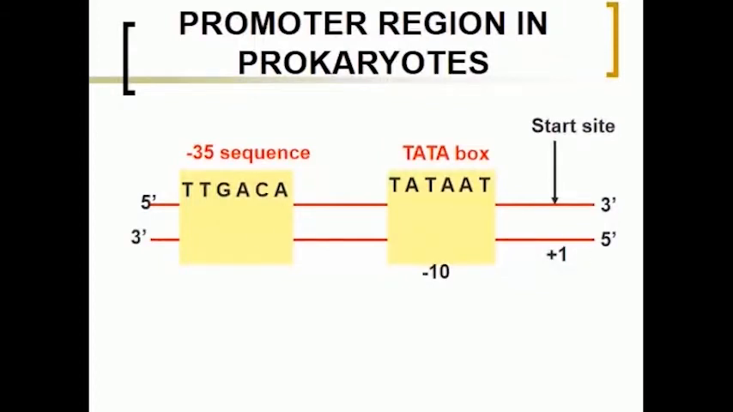Promoter regions are the regions which tell the RNA polymerase where to start the transcription. These promoter regions are usually present upstream, on the left-hand side of the start site, and we mention them with minus nucleotide numbers. So the Tata box is located 10 nucleotides upstream from the start site, and another region, the TTGACA region, is present 35 nucleotides upstream of the start site. These are the things you have to know.